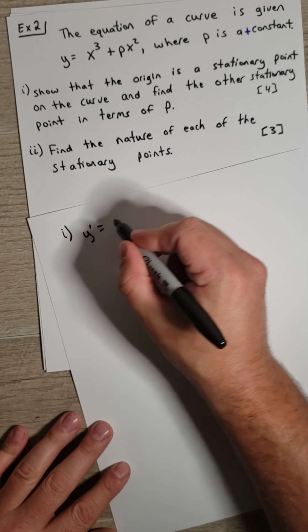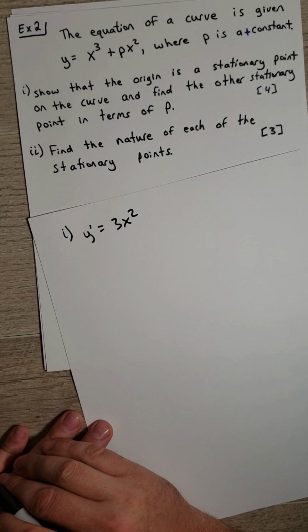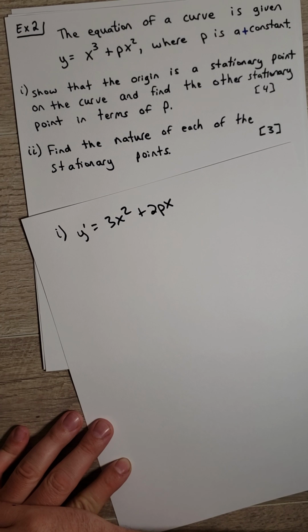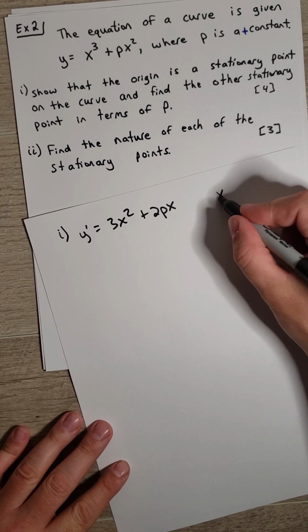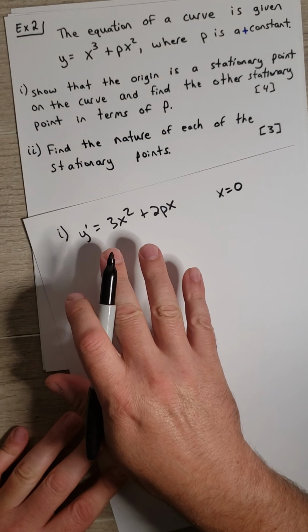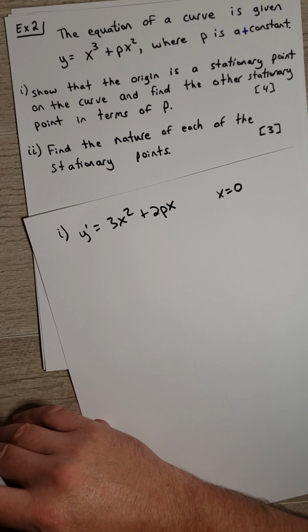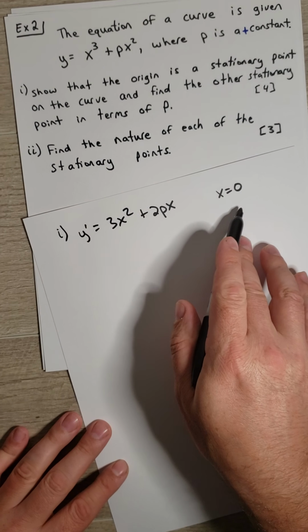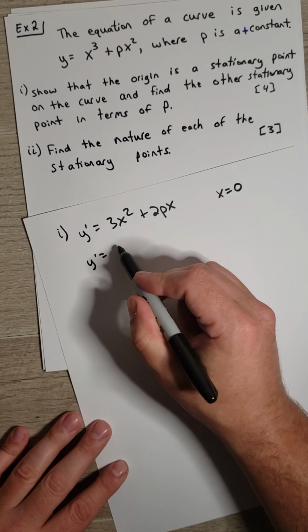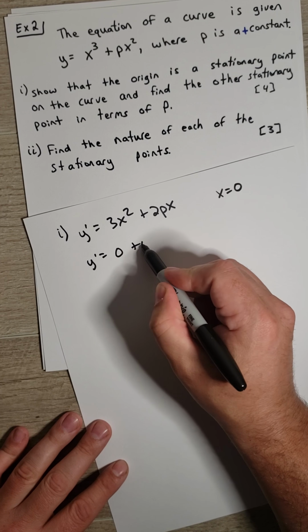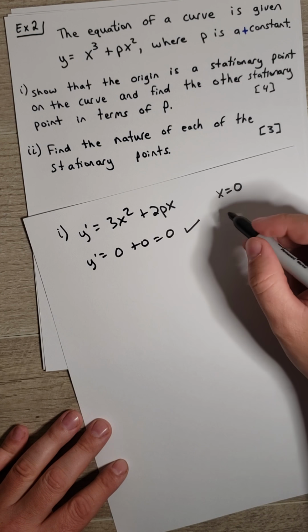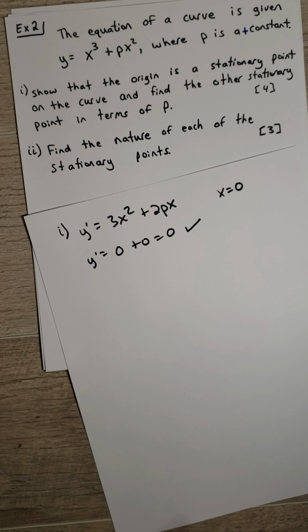So y prime is 3x squared plus 2px. Okay? So if the stationary point is at the origin, we know x is equal to 0. Remember, a stationary point is when the derivative is equal to 0. So if this is a true stationary point, when I plug this in there, I should get 0. And I get 0 plus 0 plus 0. So yes, we have a 0 slope when x is 0. So yes, the origin is a stationary point. So now let's find the other one.